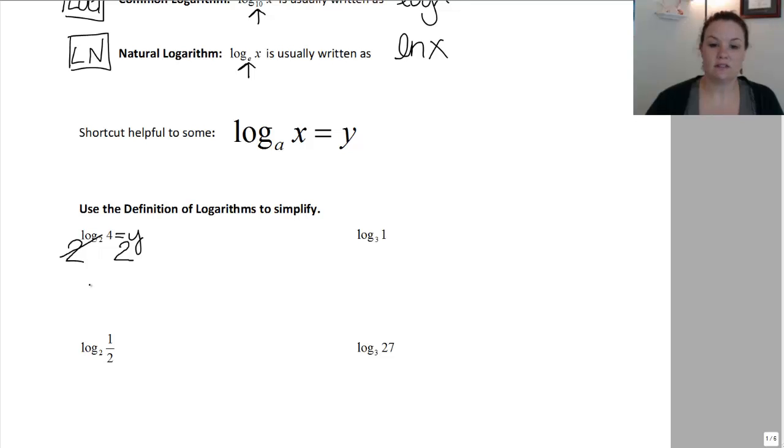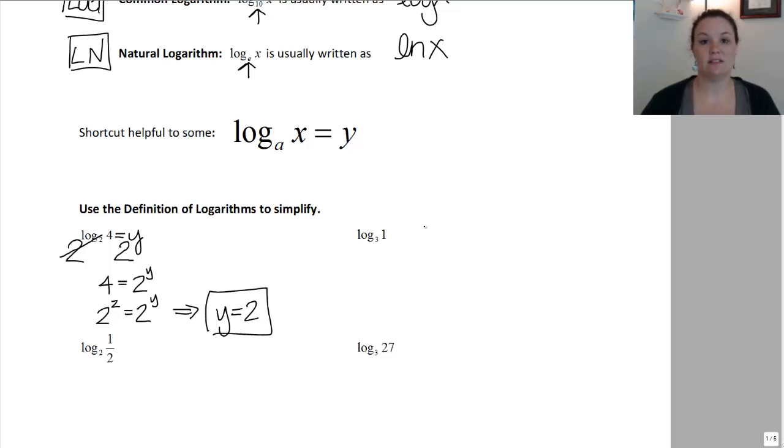So those will cancel, and what I'm left with is 4 is equal to 2 to the y power. Now we should be able to figure out what y is, because 4 and 2 can both be written with an exponential base 2. 4 is the same thing as 2 squared. So 2 squared equals 2 to the y power. Then I can drop my exponentials, which means that y equals 2.